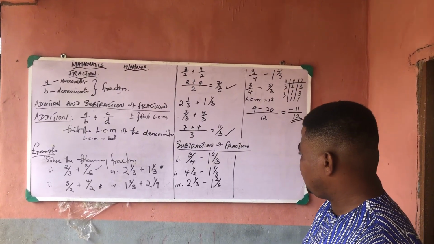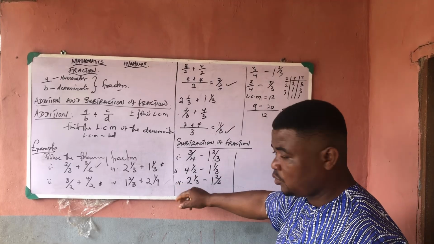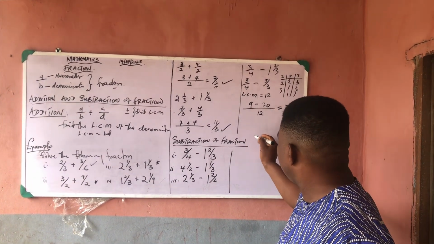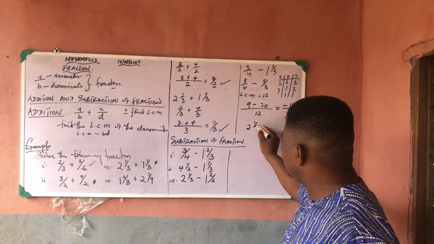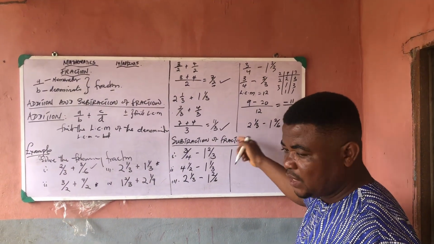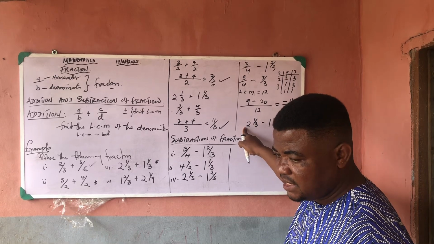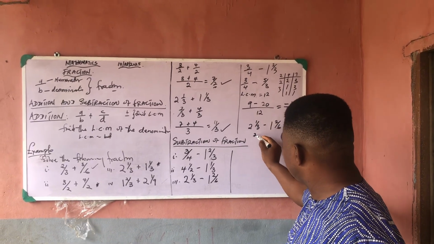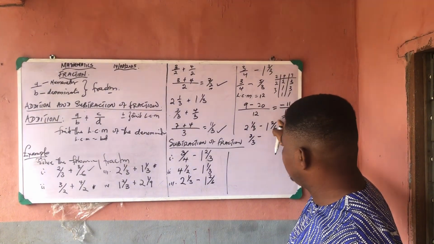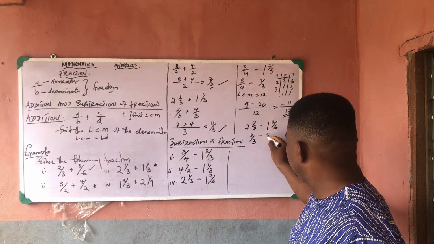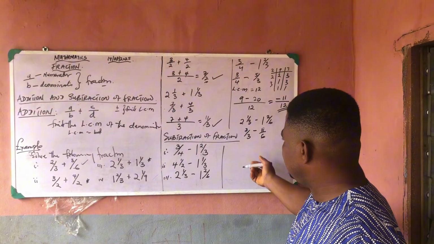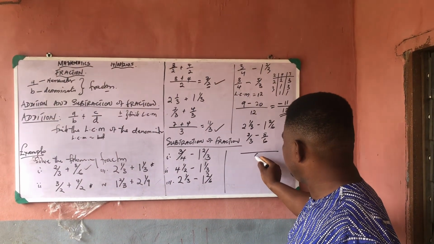Let me solve another one, the last one. Out of 2 and 3, which one would you want me to solve? Number 3. So that one says 2 whole number 1 over 3 minus 1 whole number 2 over 6. Let's convert them. 3 times 2, 6 plus 1, 7 over 3. 6 times 1, 6 plus this, 8. 8 over 6. Now, what is the LCM of 3 and 6? It is still 6. The LCM is 6.